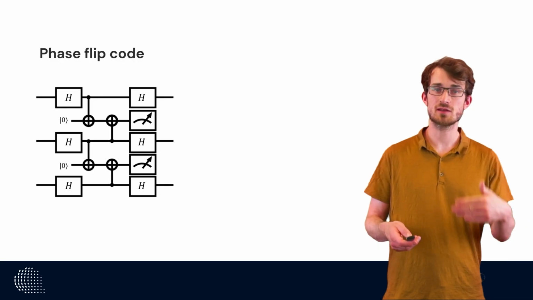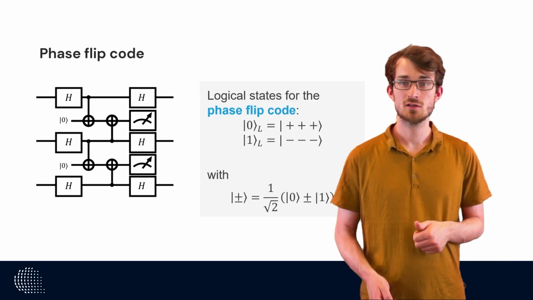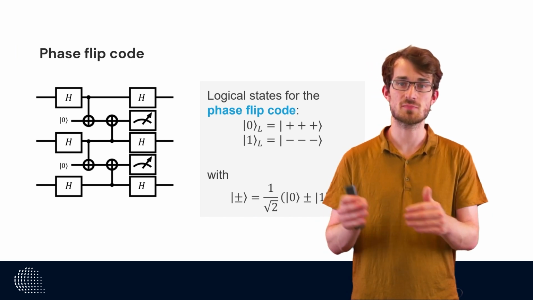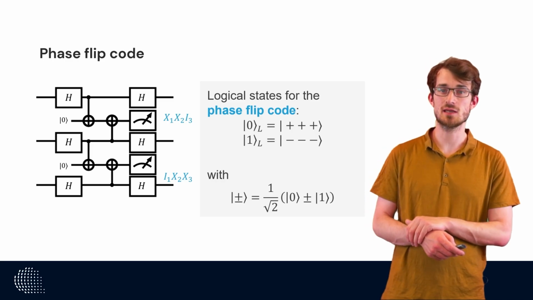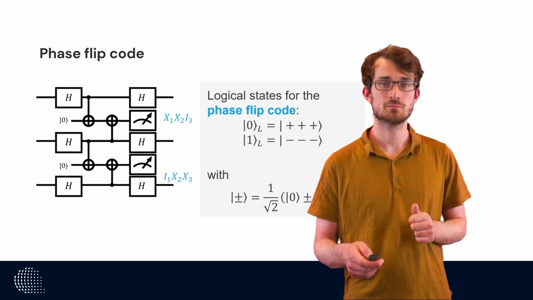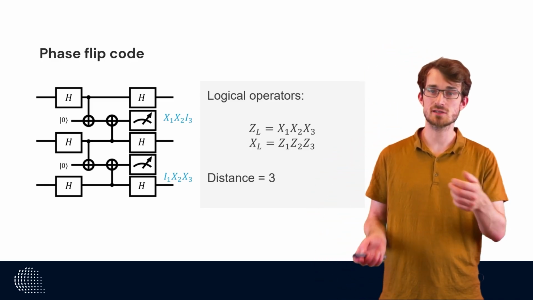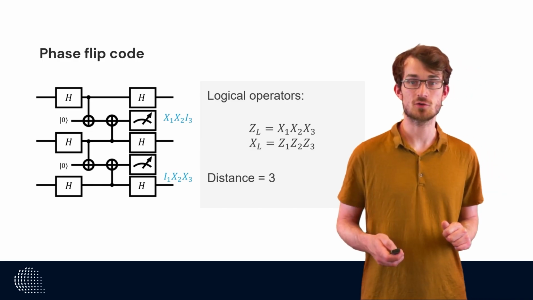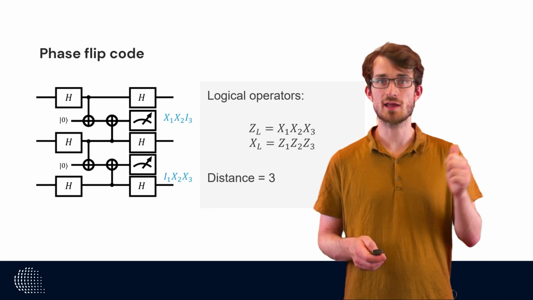For the phase flip code, we can treat it in a similar fashion in the stabilizer formalism. We looked at the logical states, which are plus, plus, plus, or minus, minus, minus, which correspond to eigenstates of the stabilizer operators X1 X2, and the other one X2 X3. The logical operators for these codes look very similar to the bit flip code, except they are swapped. And again, it's a distance-3 code, which in this case means we can correct 1 error.